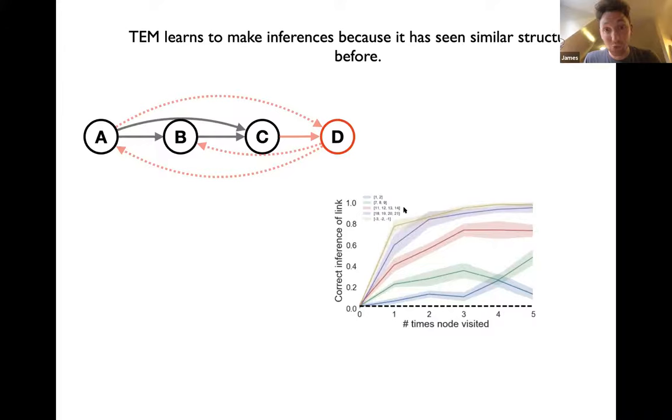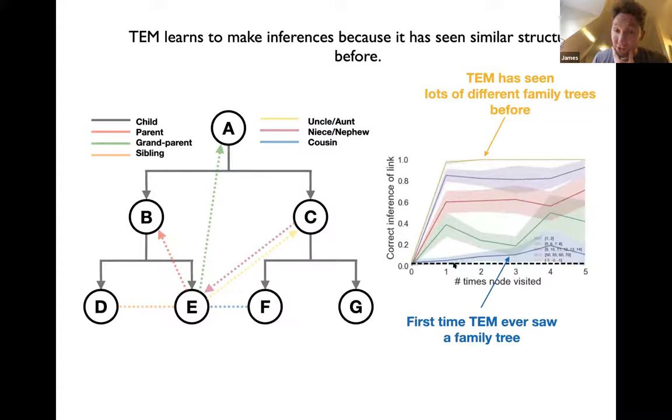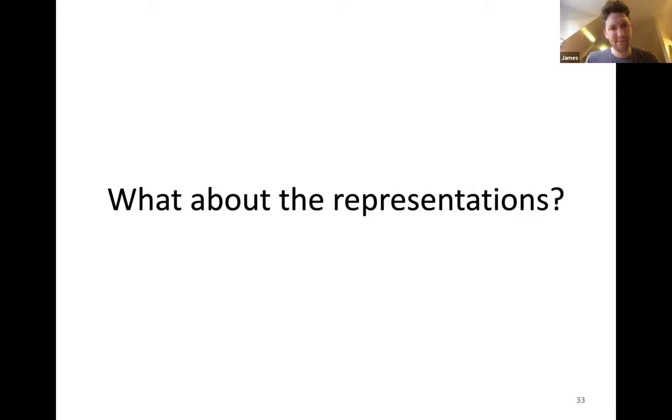And that's exactly the same in these family tree-like structures as well. At the first, in the blue bit, it's rubbish. But up at the top in the gold, immediately, it only needs to see something once, and then it's understood, then it knows what's going on. Okay, so it can perform these relational inferences, and it can perform those transitive inferences, like what I showed you that rodents and humans can do. Okay, so it works, but what about how this network is actually representing the world?